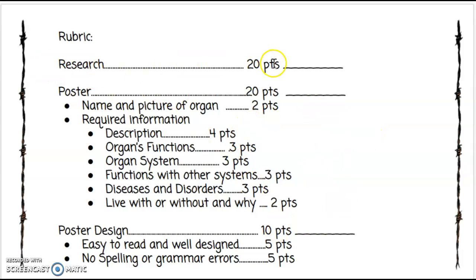So basically your research is 20 points. That's all these slides before this slide. Your poster is 20 points. Your poster has to have a name and a picture of the organ, which is worth 2 points. You have to have a description, which is 4. The functions are 3 points. The organ systems that it belongs to is 3 points. The functioning with other systems is 3 points. Any diseases or disorders is worth 3 points, and living with or without, and the why is important to get all 2 points. Your poster design is worth a total of 10 points.